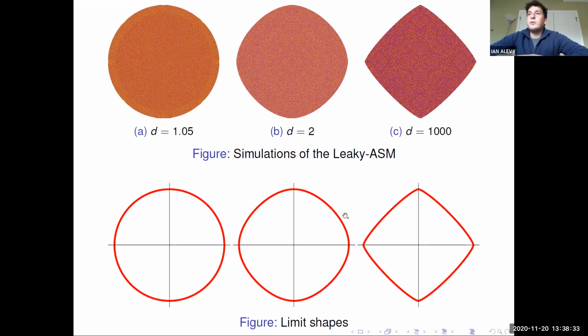On the bottom, I've shown the plots of our limit shapes given by our theorem. So our theorem gives us explicit descriptions of the limit shapes. And we can prove what happens to the limit shape as the dissipation goes to 1, and we can prove what happens as it goes to infinity.